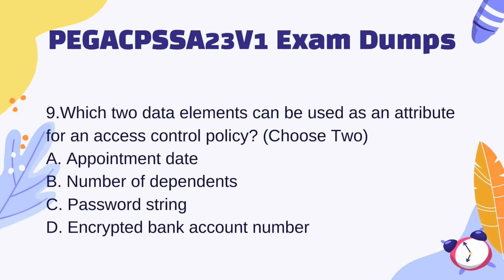9. Which two data elements can be used as an attribute for an access control policy? Choose 2. A. Appointment date. B. Number of dependents. C. Password string. D. Encrypted bank account number.